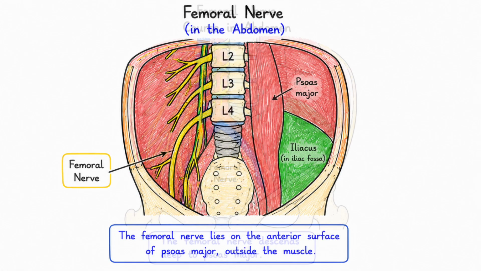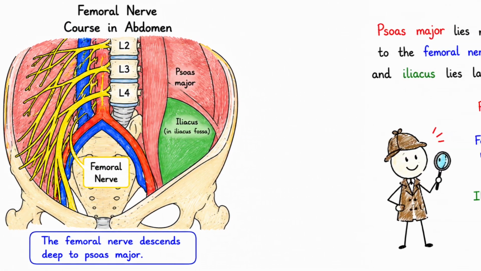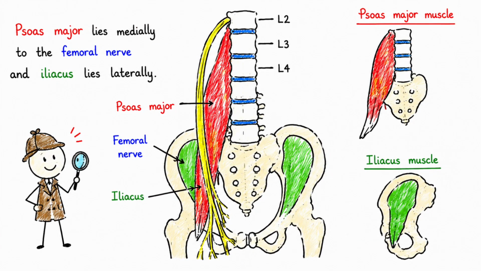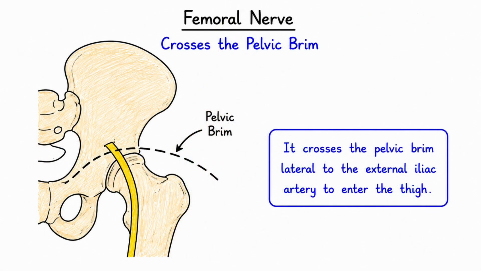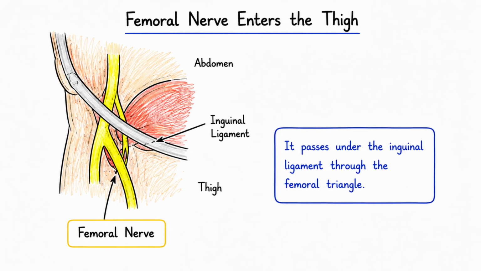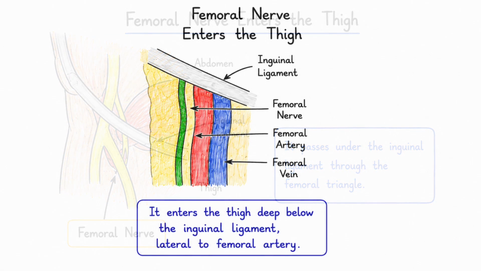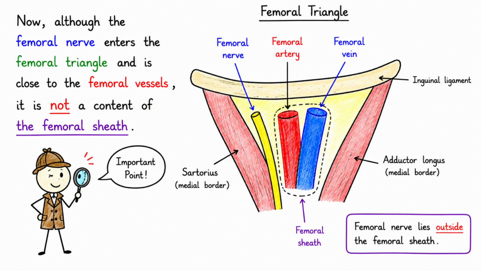After emerging from the psoas major muscle, the femoral nerve travels downwards between two muscles. Psoas major lies medially to the nerve and iliacus lies laterally. Here is the psoas major muscle and here is the iliacus muscle. Together, these muscles guide the nerve downwards towards the inguinal ligament over here. The nerve passes deep to the inguinal ligament. Here it enters the femoral triangle.